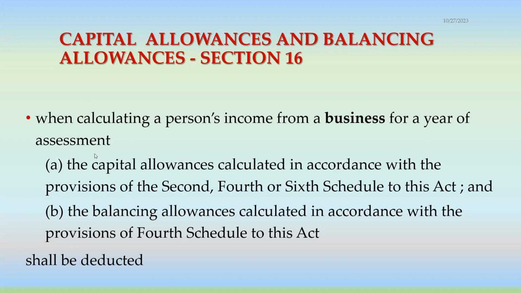So those two kinds of amounts can be deducted under section 16. Actually, these are not expenses, but other deductions. Capital allowances and balancing allowances shall be deducted in calculating the business income.